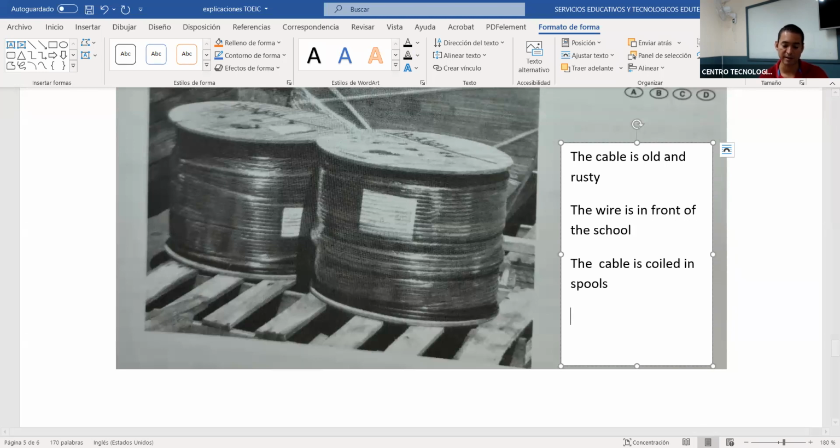And let's hear letter D. D. The spools are being delivered by truck. Okay, so the spools are being delivered by trucks.